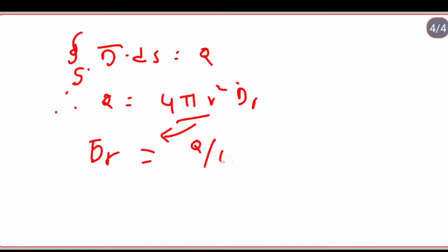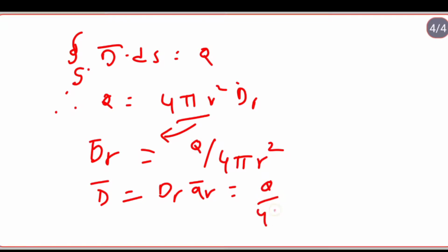And hence D bar can be written as, what is D bar? Already we told you D bar equal to dr ar. Hence we can write D is q by 4 pi r square in the ar direction. After calculating D bar, we can calculate E bar also. That is the application of Gauss law, to find E bar and D bar.